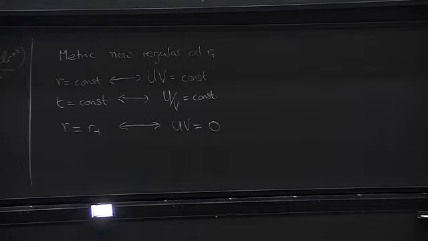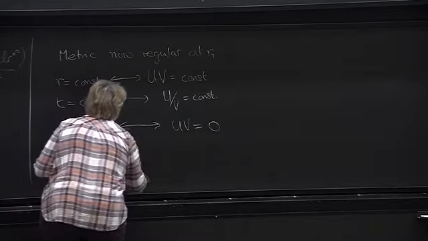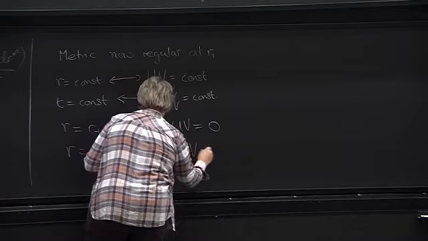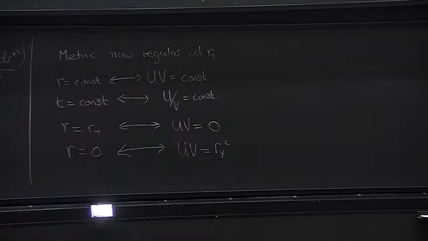And finally, if I ask what happens as R goes to 0, here I have to look at this thing here. If R goes to 0, this exponential becomes 1. And if R goes to 0, this is really R minus R plus over R plus, which goes to minus 1. So R equals 0 becomes UV equals R plus squared. Remember, there's this overall minus sign in front of U.